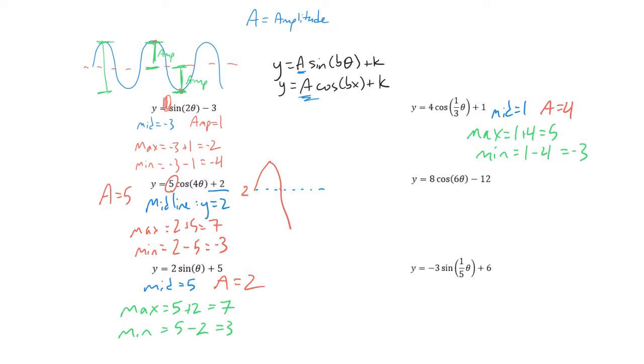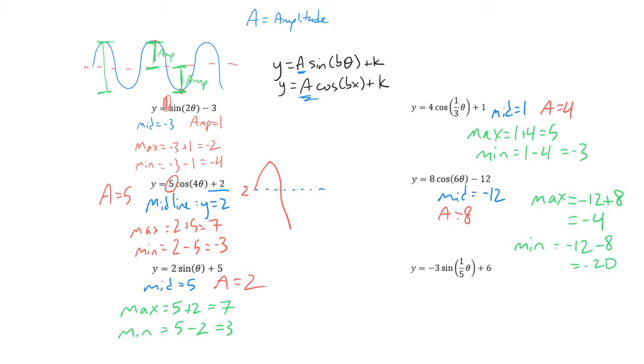Okay, here, midline, -12. Amplitude, 8. So my maximum is -12 plus 8, which is -4. My minimum is -12 minus 8, which is -20.